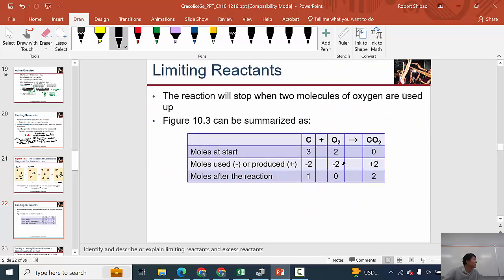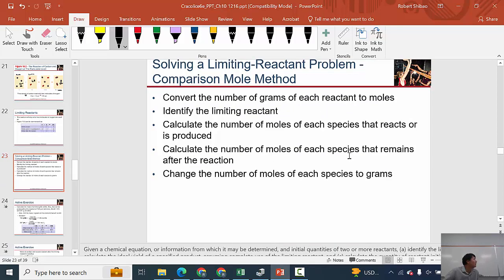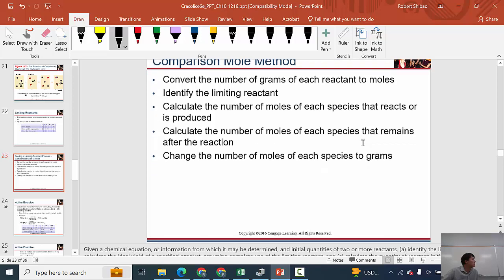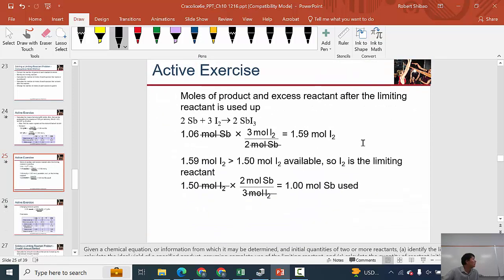So this is summarized in a table. Skip that. So how do I solve it? There are different ways that people solve this. There's the comparison of moles method and the limiting smaller amount method.